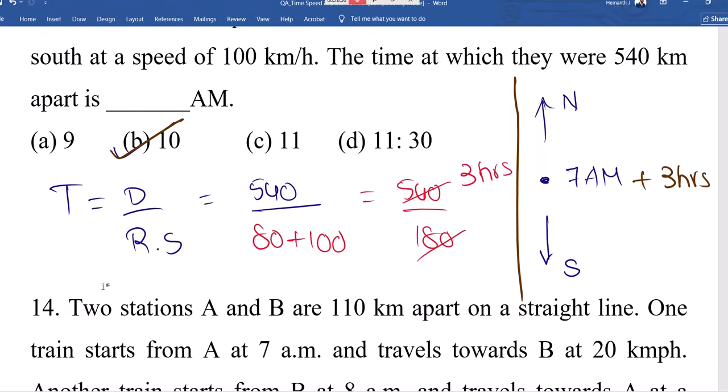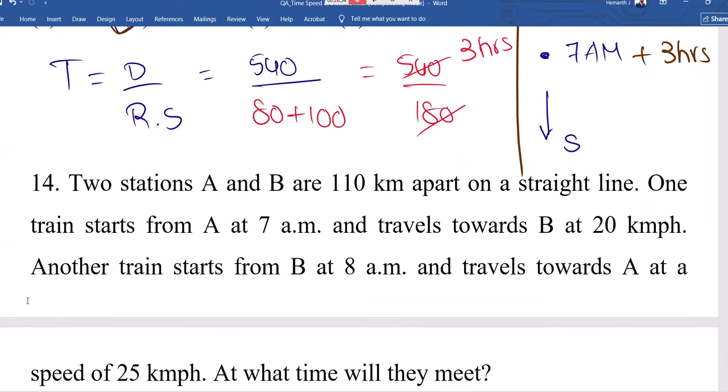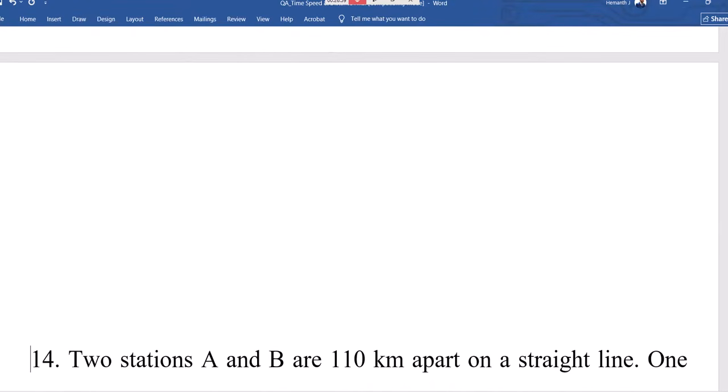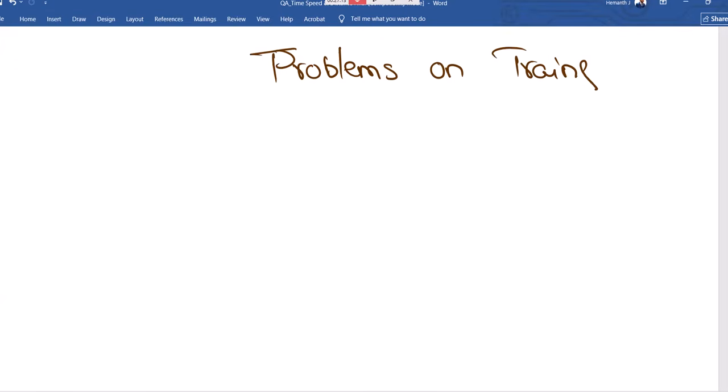Fine, so relative speed okay, but before going to the next question, let me give you the basics related to problems on trains as well. Problems on trains. Already with respect to speed, you have clarity. Now with respect to distance.